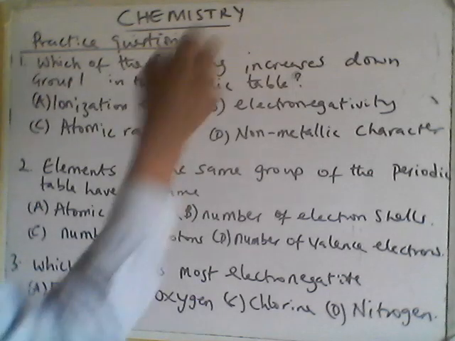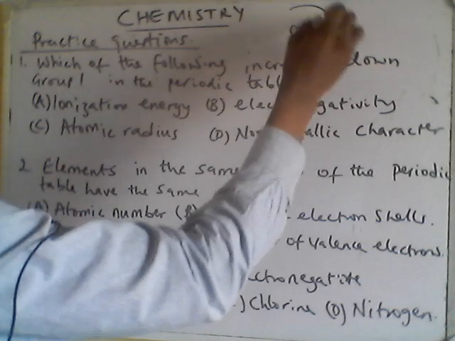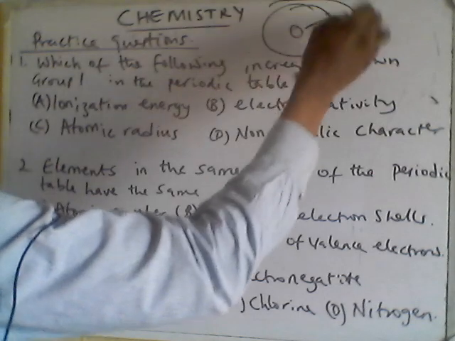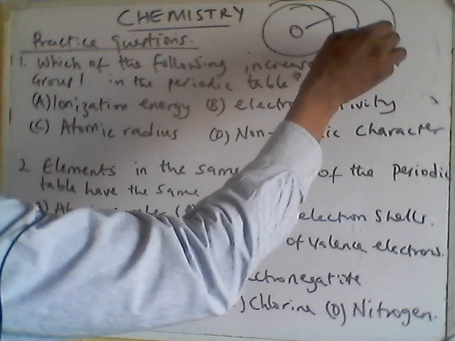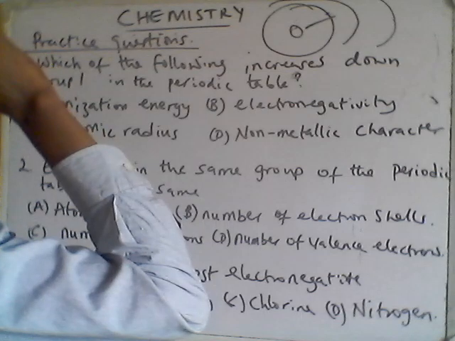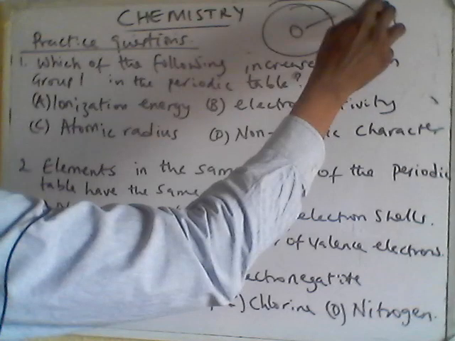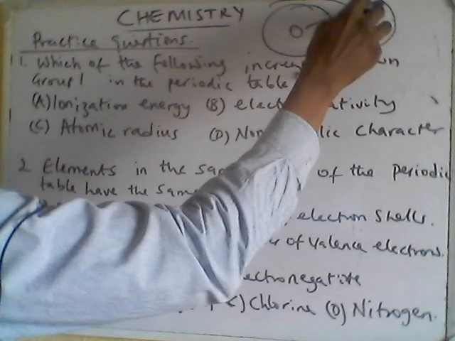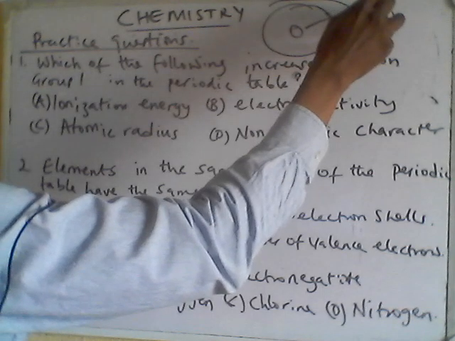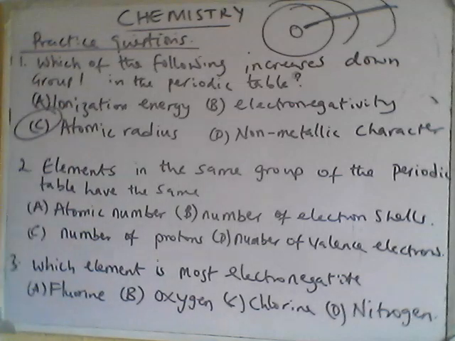Remember, I said the atomic radius is the distance between the central nucleus and the outermost shell. So if you go down the group, you have additional shells being added. If, for instance, you are down the group, you see that more shells are added, the radius is increasing. So C is the answer.